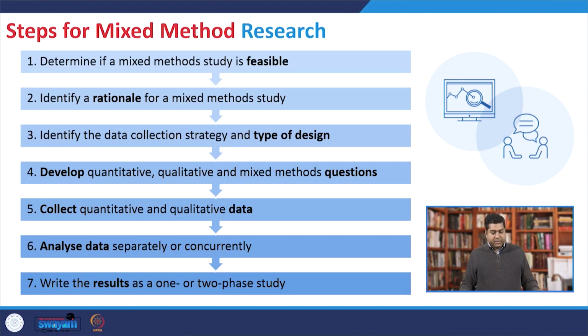Now, steps for mixed method research. Step number 1: determine if a mixed methods study is feasible. It is not that to make something fancy or attractive, we just apply all the methods. It is not required. If your research question can be answered with only qualitative or quantitative, go ahead with those independent approaches. But if you find that your research requires both of them, then you decide that okay, let us go for mixed method.